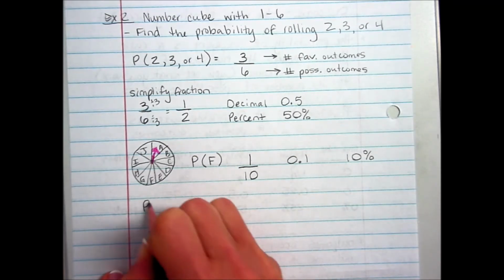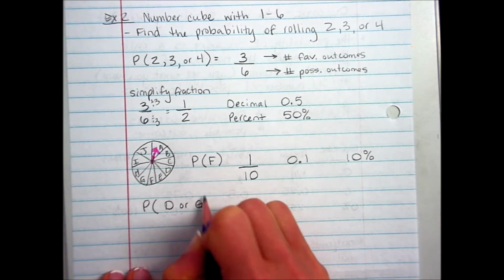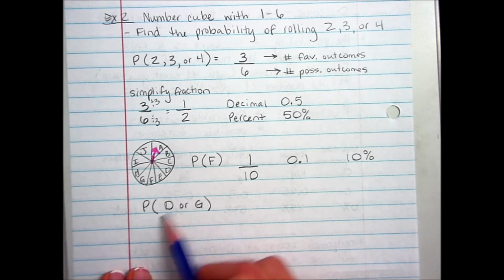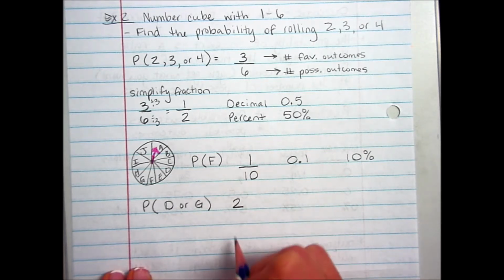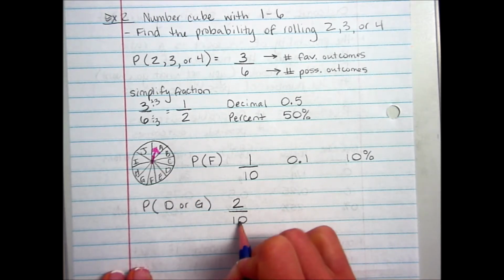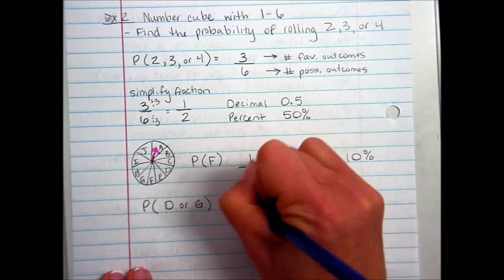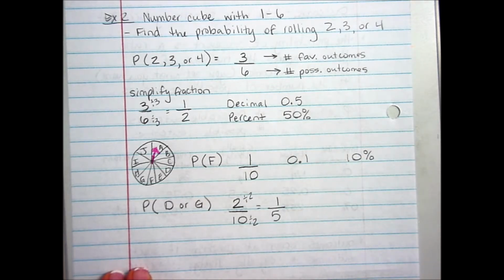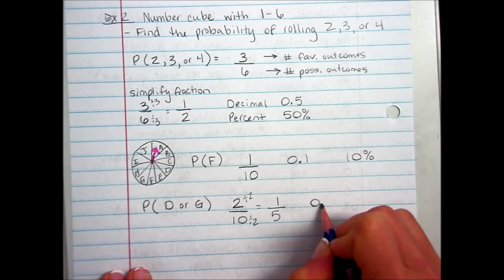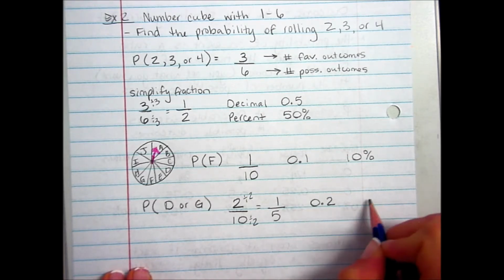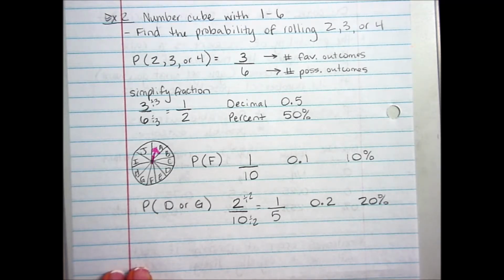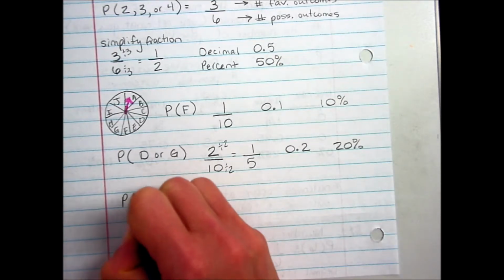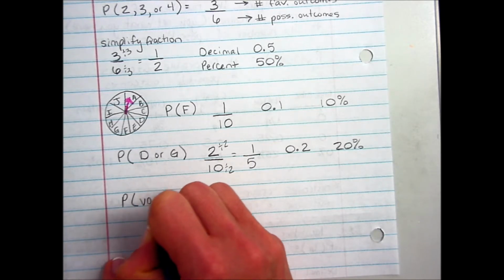Okay, I could do the probability of landing on a D or a G. So there's one D and there's one G. But this time there's two things that would make me happy. So 2 favorable outcomes, and I still have 10 choices. And I notice that my fraction is not in simplest form, so we'll divide by 2, divide by 2. That gives me a 1 out of 5 chance. 1 divided by 5 for my decimal will give me 2/10. And then I bump, and I will get a 20% chance of landing on a D or a G. Okay, one more time. What about the probability of landing on a vowel?